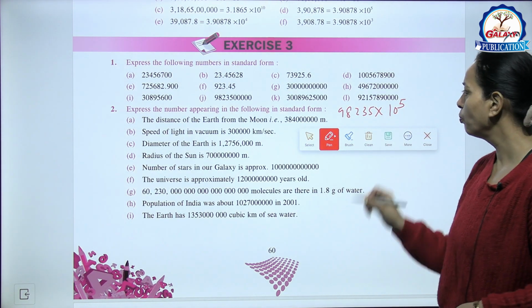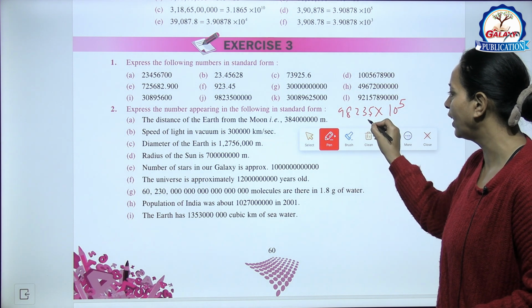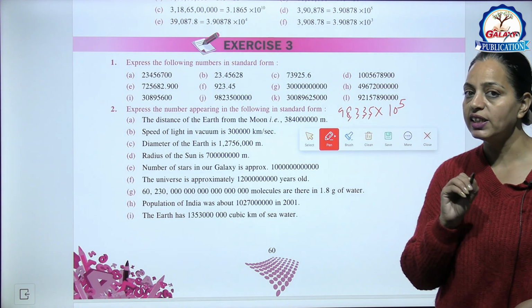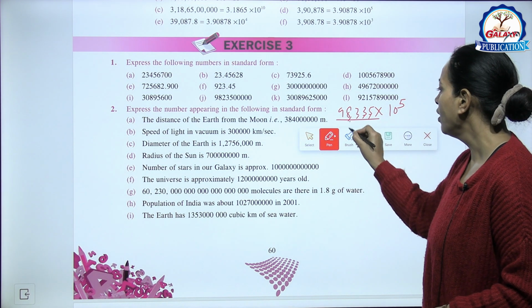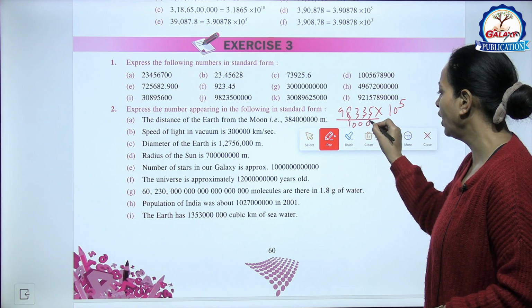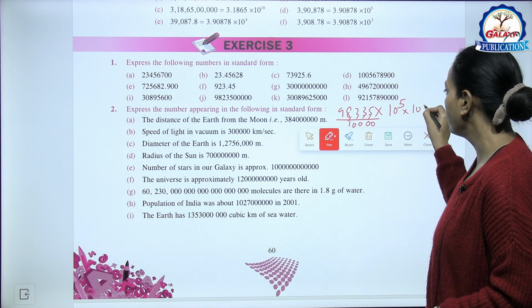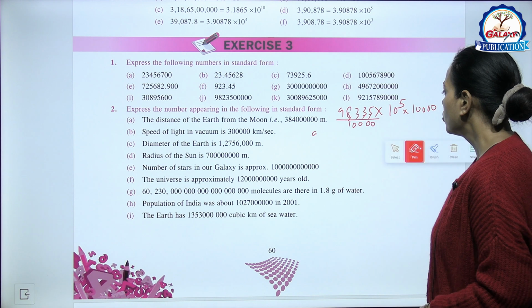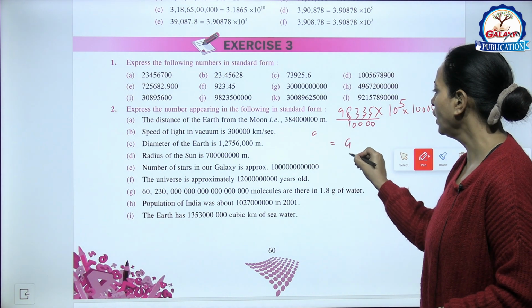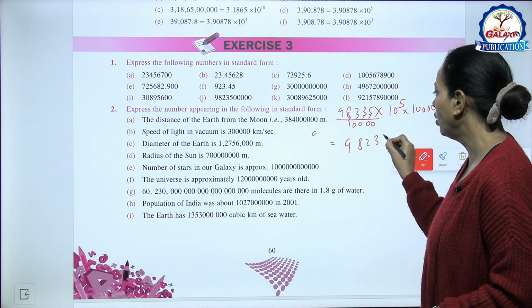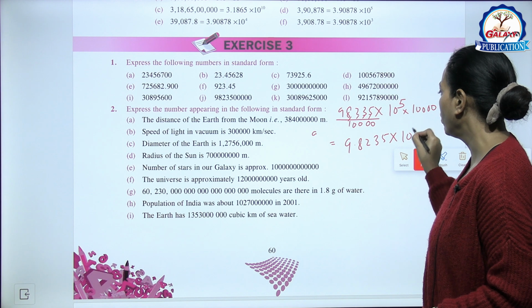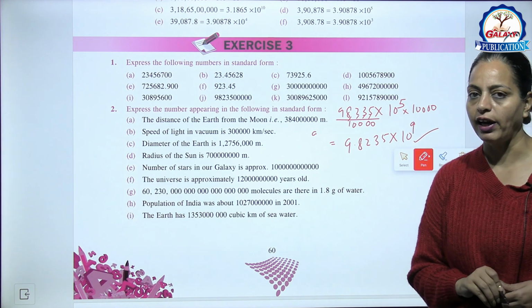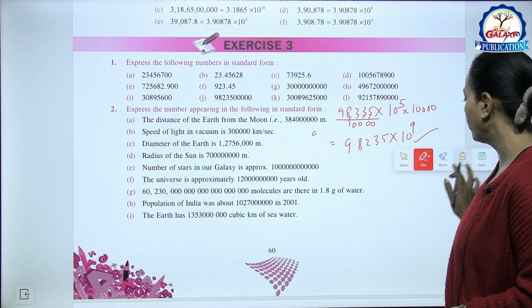Now we have to put the decimal between 9 and 8, that is, before 1 2 3 4 digits. So we need 4 zeros below and we will multiply by 4 zeros as well. So what we are getting is 9.8235 into 10 raised to power 9. Right? So similarly you can try the rest of the parts.